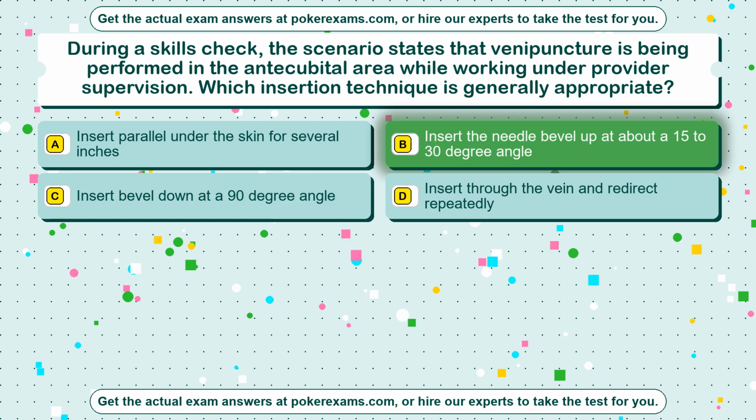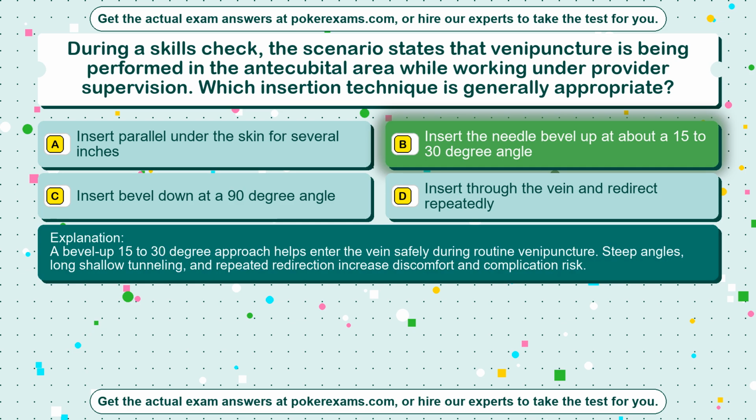The correct answer is option B. Insert the needle bevel up at about a 15 to 30 degree angle. A bevel up 15 to 30 degree approach helps enter the vein safely during routine venipuncture. Steep angles, long shallow tunneling, and repeated redirection increase discomfort and complication risk.